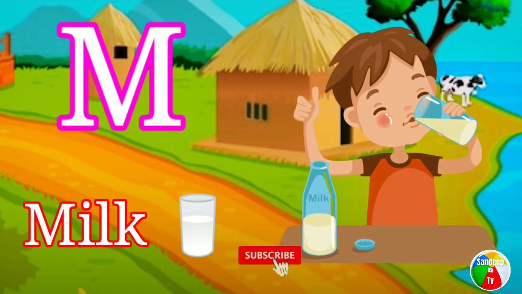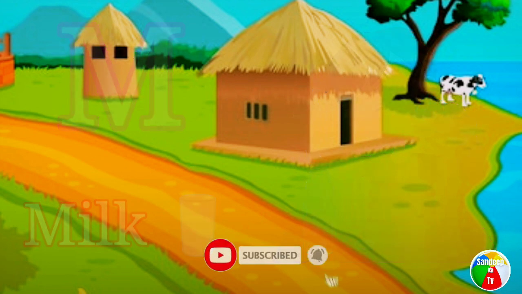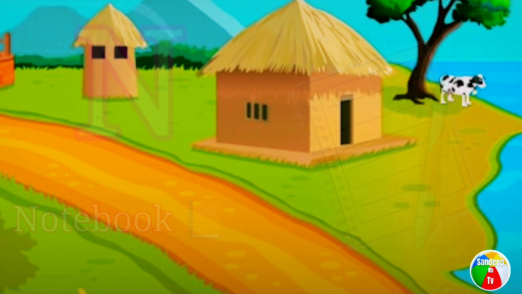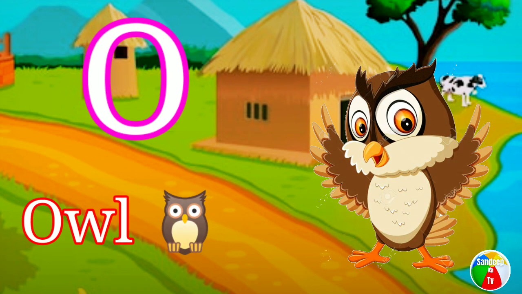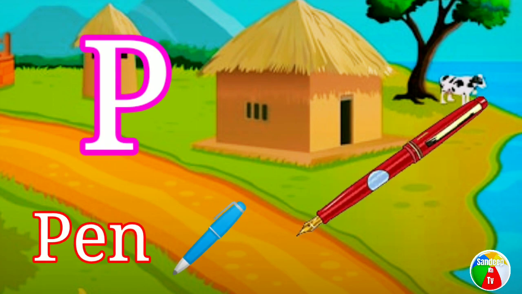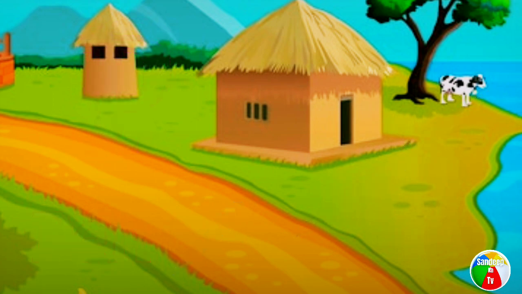M for milk. N for notebook. O for owl. P for pen.